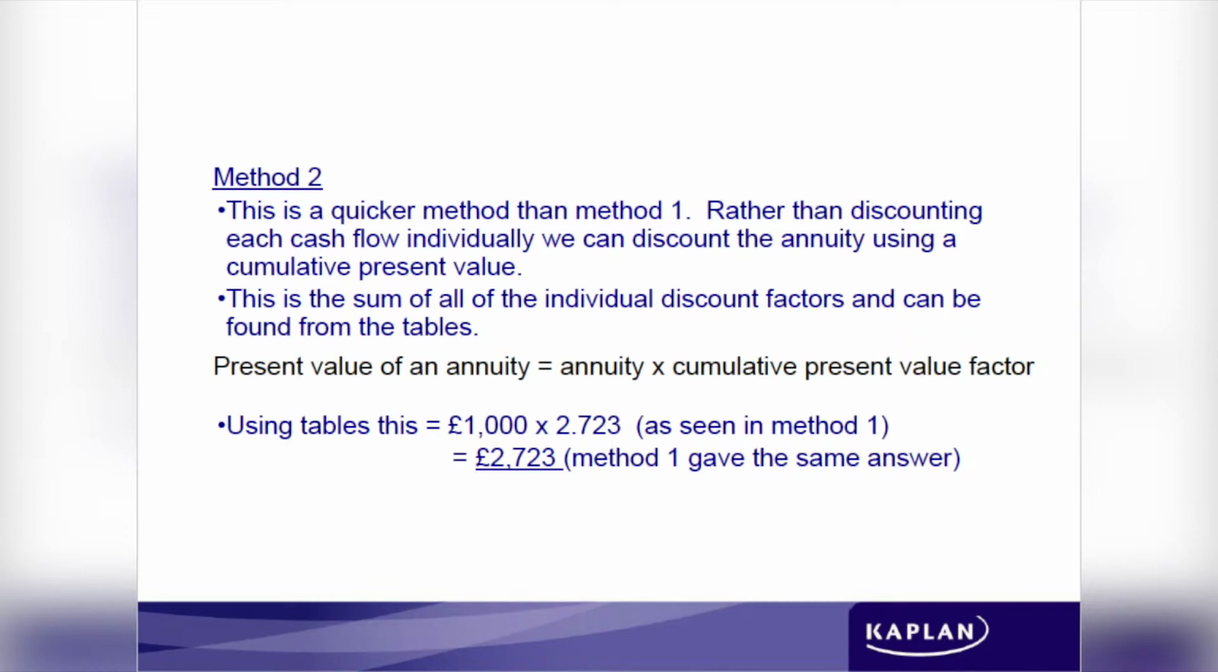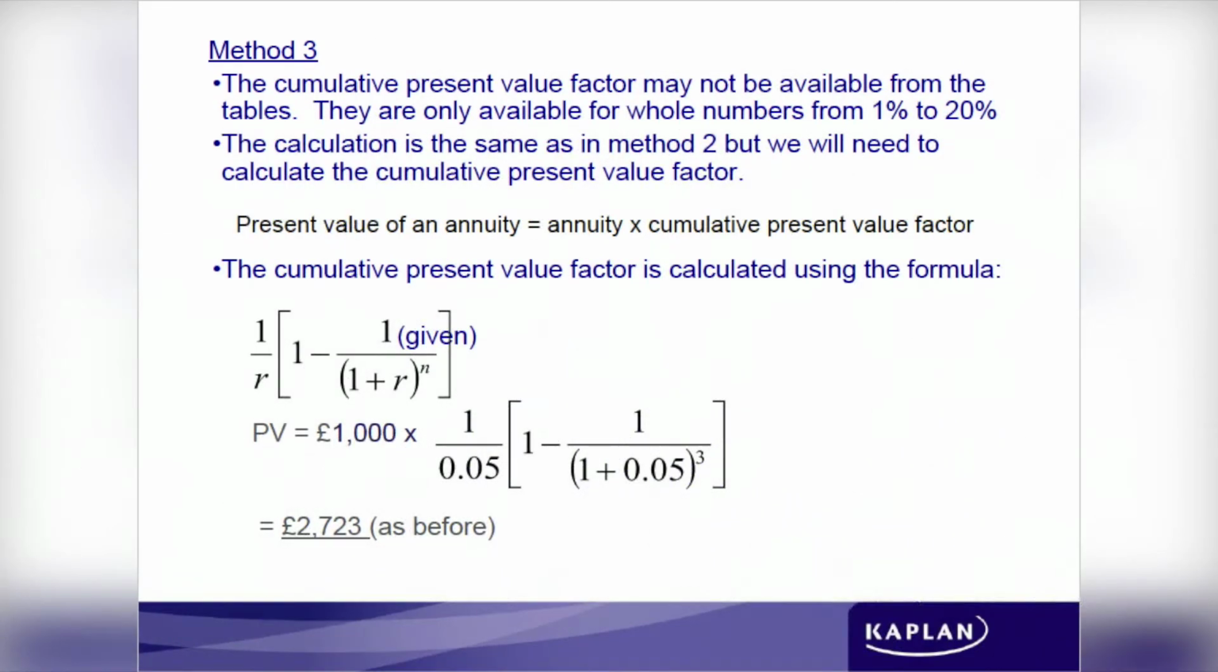Then method number 3 is to use the formula. Now the formula has been given in the exam. However, it doesn't hurt for you to cram it and remember it. This formula is for calculating the annuity factor. Once you get the annuity factor or the cumulative present value factor, then you multiply it by the annuity itself.